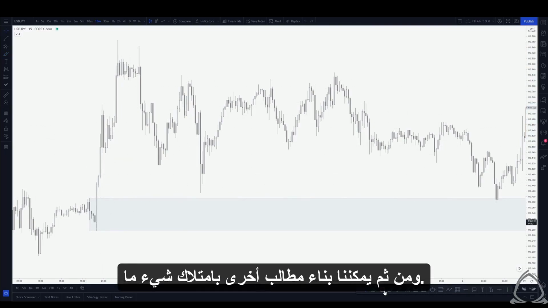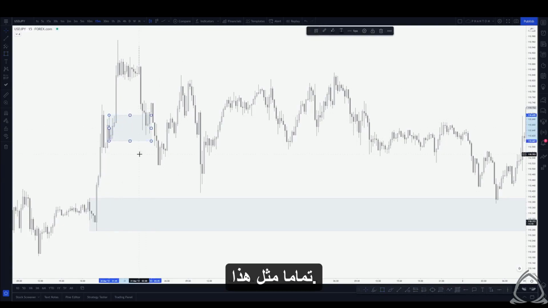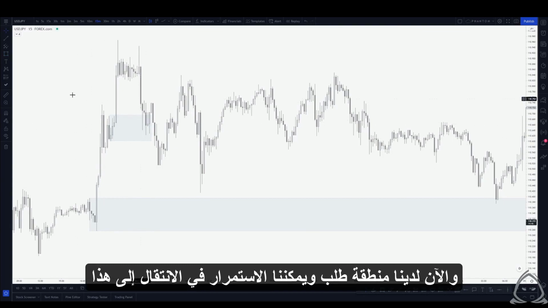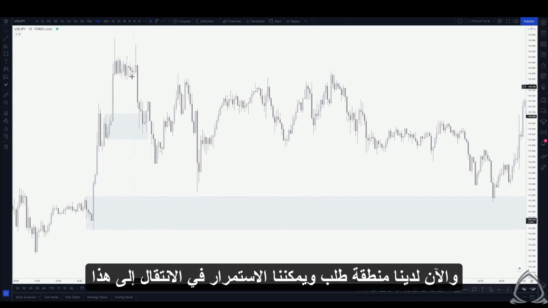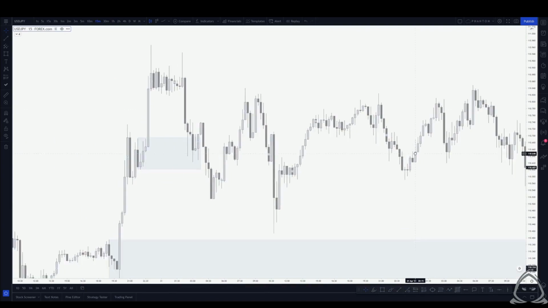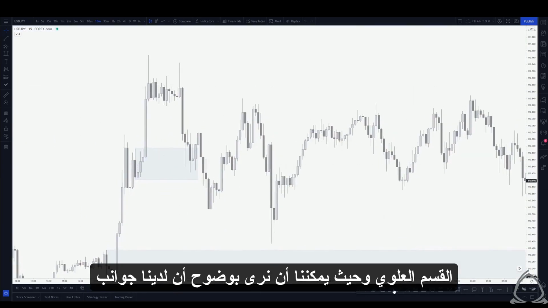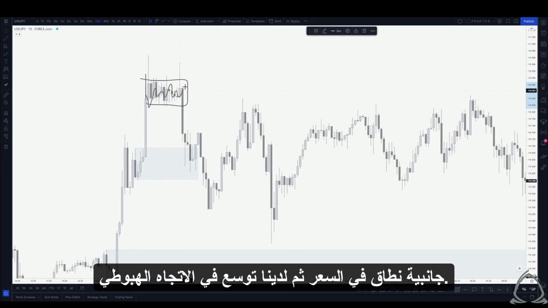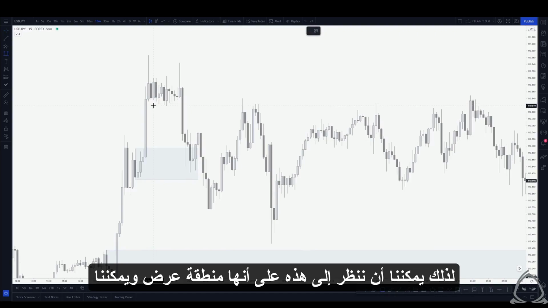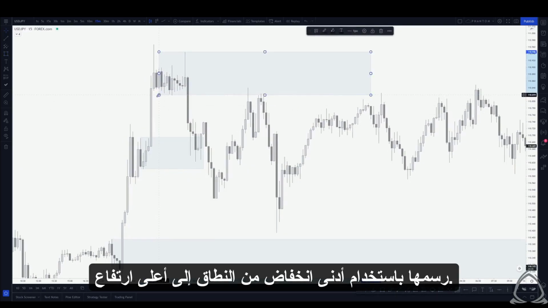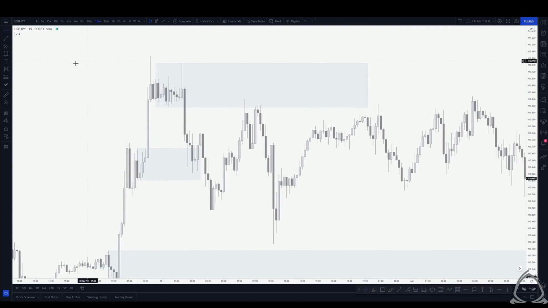So from that, we can build another demand zone, something just like this. And now we have a demand zone, and we can just keep moving on to this top section, where we can see quite clearly that we have a sideways range in price, and then we have an expansion to the downside. So what we can view this as is a supply zone, and we can draw it with the lowest low of the range to the highest high.